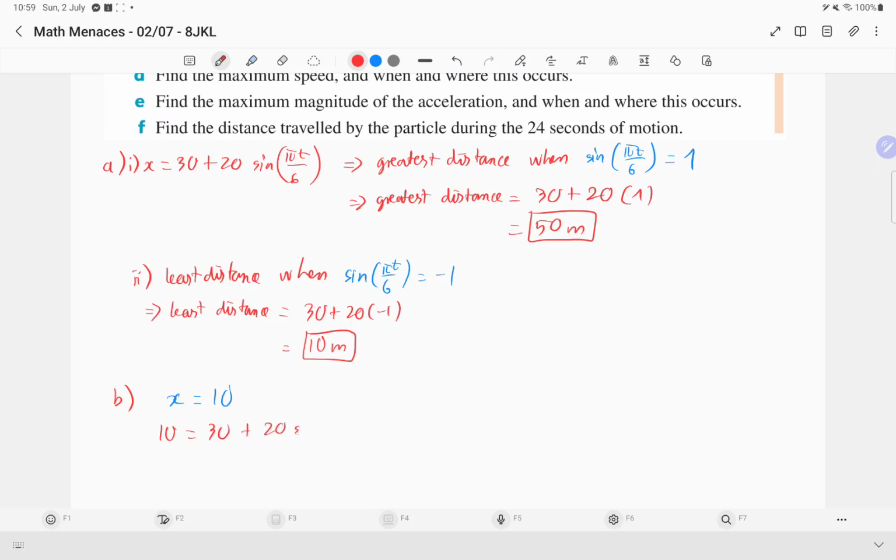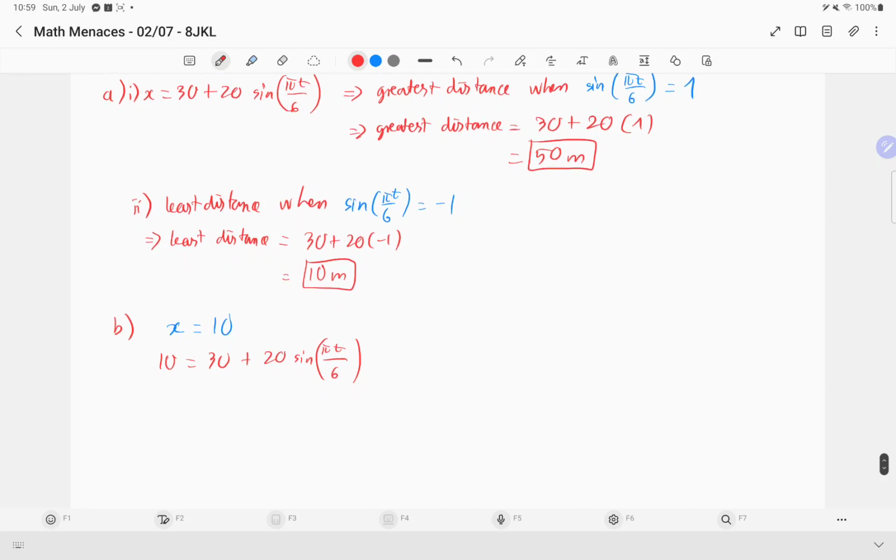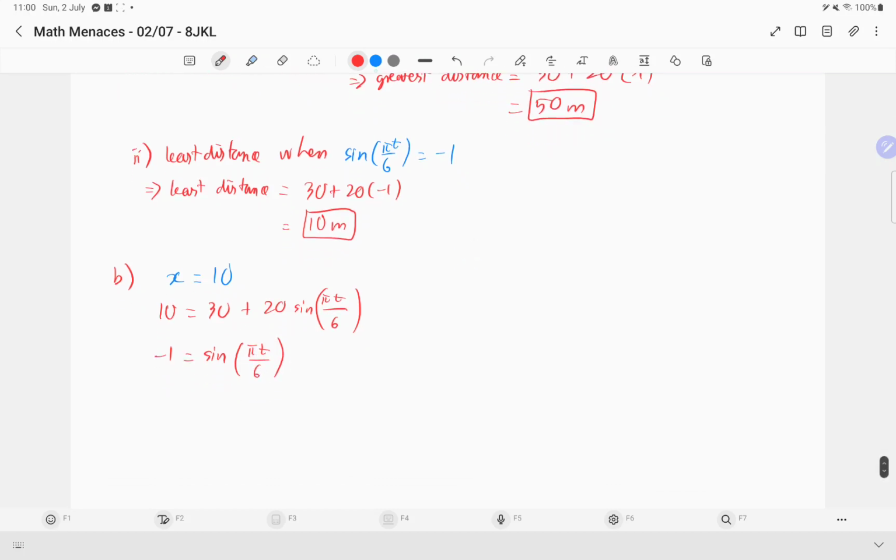I don't like this 24 thing. I like 2 pi. And you will get your 2 pi, or multiples of 2 pi. Remember changing domain. Pi on 6 t. And then 24 pi over 6 equals 4 pi. So 2 cycles.